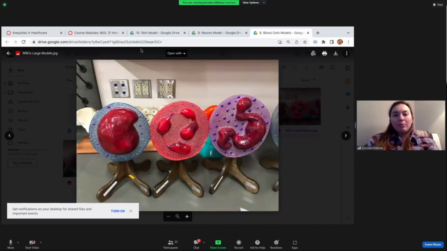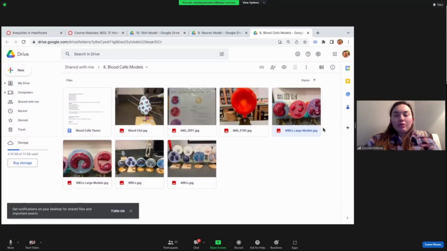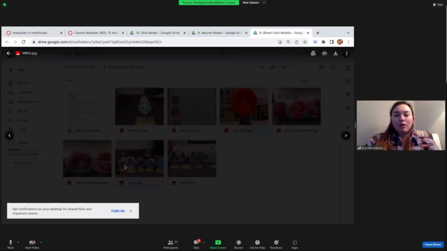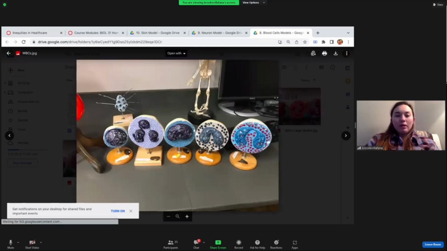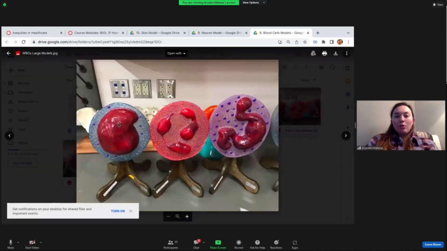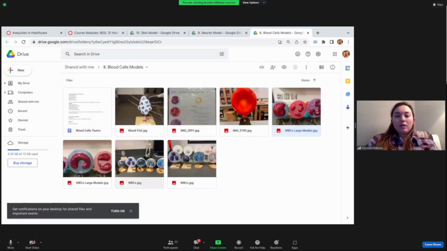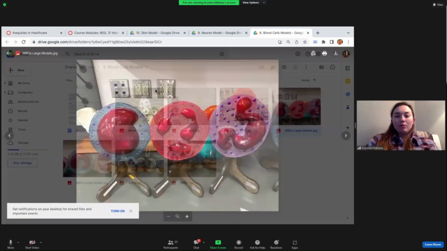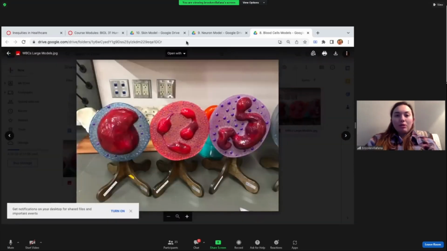Okay, so these are the white blood cells. So you have two different types of models. You have these ones that are very small and kind of weird looking. I mean, in my opinion, they're weird looking. And then you have these ones that are a lot prettier. We will use both of them on the exam. So just be prepared. Both types of models could be on the exam. So I'll make sure to label each one.